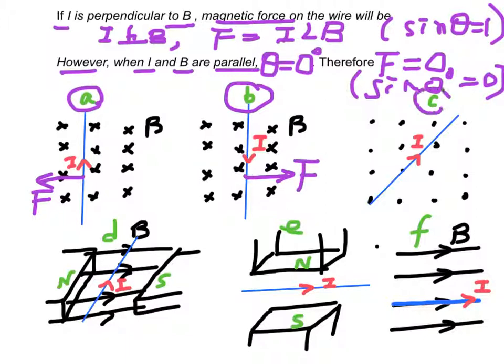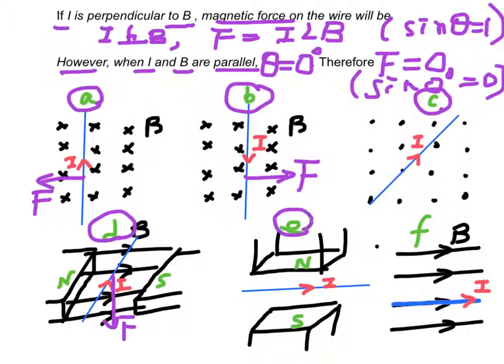In case C, the direction of the magnetic force will be perpendicular to the wire and is in this direction. In case D, the magnetic field lines produced by the slab magnet are towards the right and are uniform. By using the left-hand rule, the direction of the magnetic force on the wire will be downward.